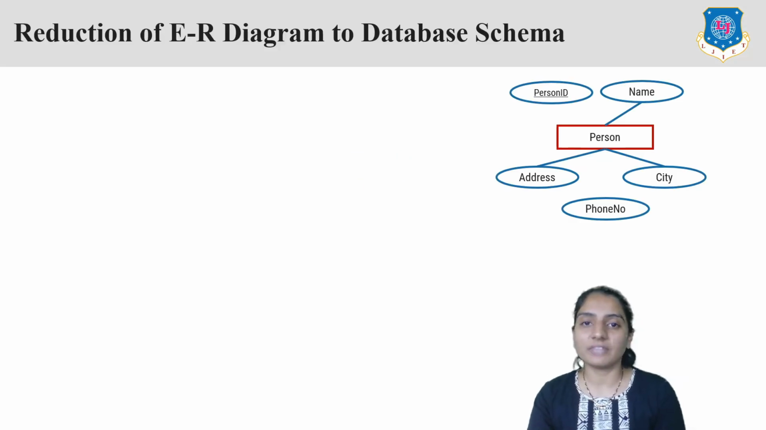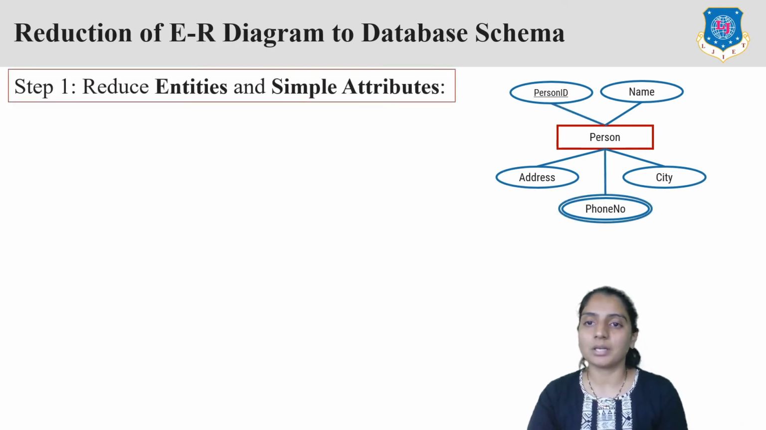So, for the reduction of ER diagram, we have to follow 5 basic steps. In our first step, we reduce the entities and simple attributes. In our second step, we reduce the multi-value attributes. The third step is to reduce the one-to-one mapping cardinality. The fourth step is the reduction of one-to-many mapping cardinality. And the last step is the reduction of many-to-many mapping cardinality. Mapping cardinality is also covered in our previous videos, and entity relationship diagram is also covered in our previous videos. So, let's start with the reduction of ER diagram to database schema.